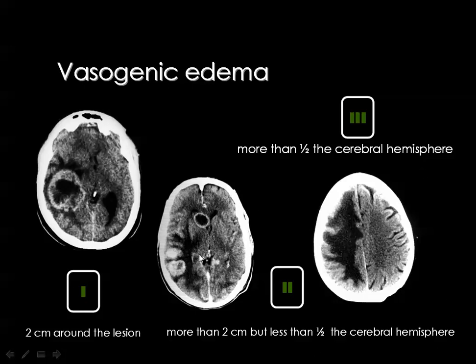Then these are the grades of edema, and you know that vasogenic edema is more around the aggressive lesions, like the metastases, like the glioblastoma multiforme, as we will mention.